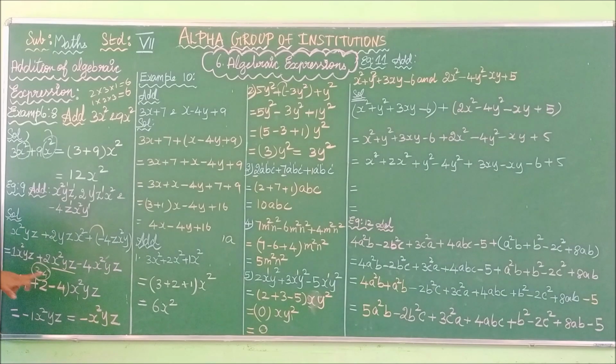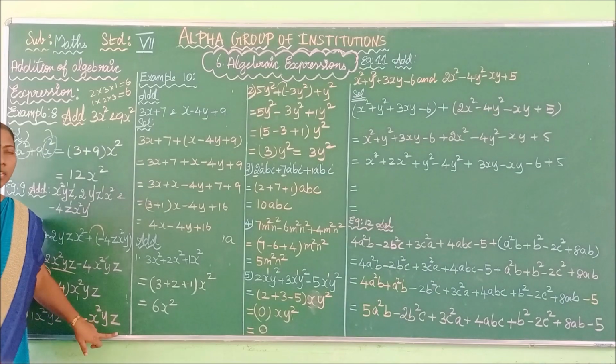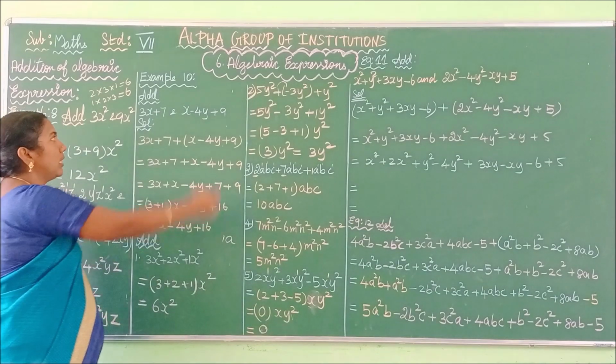Which is the larger number here? 4. So the 1 gets the sign of minus. So your answer is minus 1 x square y z. So we have to leave the 1, write only the minus. So minus x square y z. Do you understand? Okay. Next we are going to see example 10.